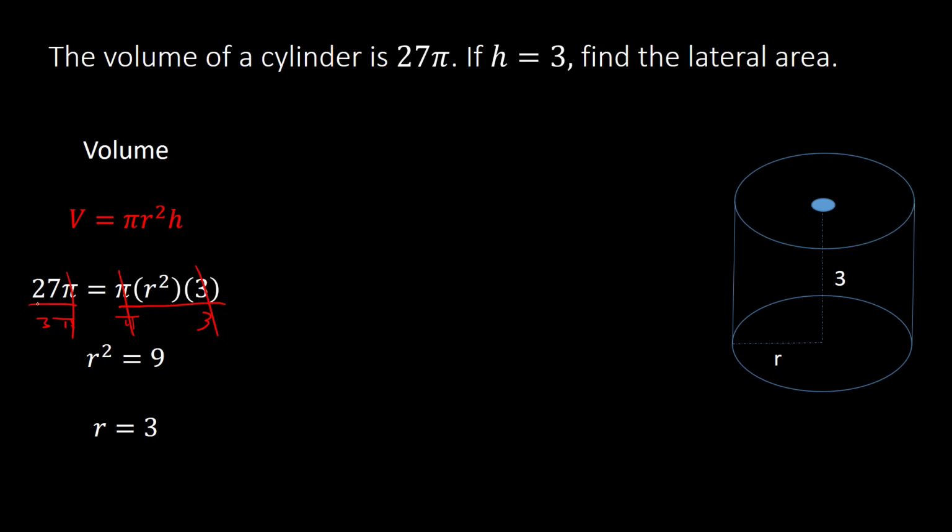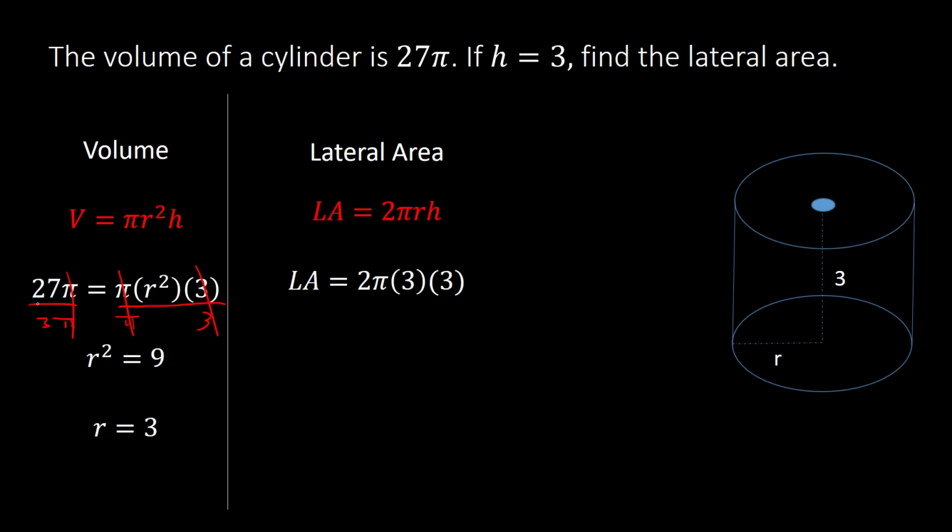So using r, I can then find the lateral area. Lateral area by definition would be 2 pi rh, or circumference times height. And so then plug in the 3 for the radius and plug in a 3 for the height. So now I have 2 pi times 3 times 3, which would give me 18 pi for the lateral area.